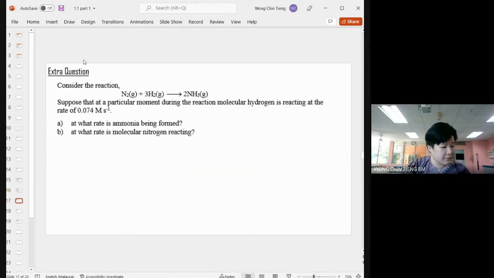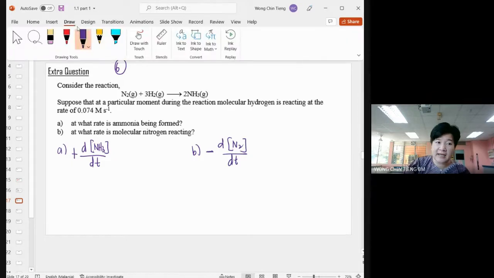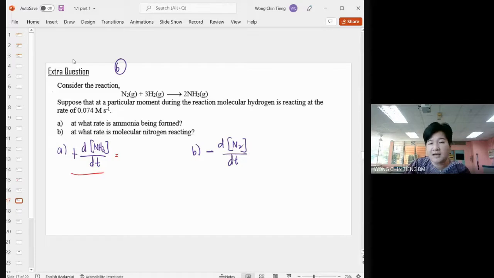Easy. Question number 6, if I'm not mistaken. Over here we have A and B. It is the same in my A and B. Just to make sure you check your answer. Ammonia being formed means I need positive d ammonia over dt for the A, and for the B it is reacting, so it is negative dN2/dt. So on your answer, besides the value your friend gives, make sure you have the title. Never leave your answer unattended. Okay, never. Can I have the A? I only hear girls' voices, so let's have a boy this time. Alif?